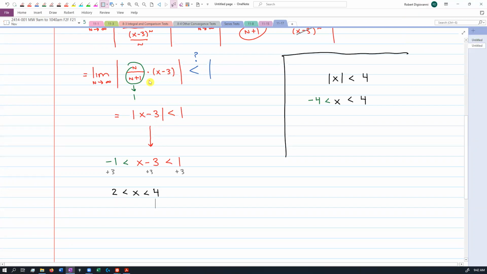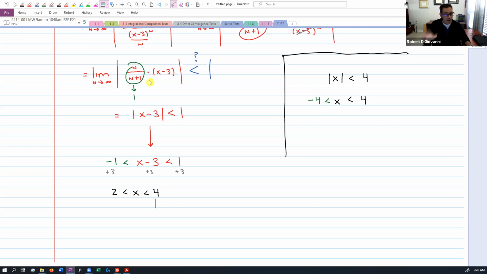It diverges? No, that's if it's bigger than 1. So if it was bigger than 1, we know we have divergence. If it's less than 1, we know we have convergence. But what if it's equal to 1? Inconclusive. The test fails, okay? That means we still don't know what happens when it's equal to 1. We don't know. It could converge, it could diverge.